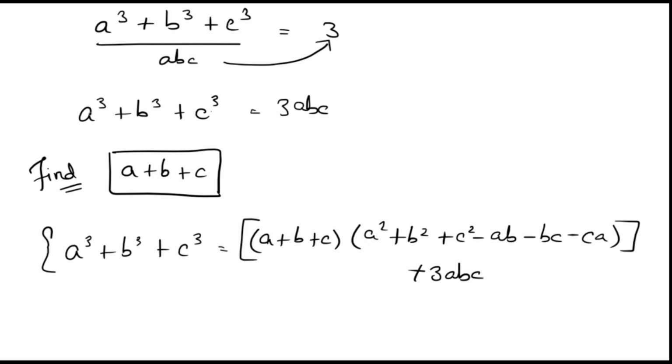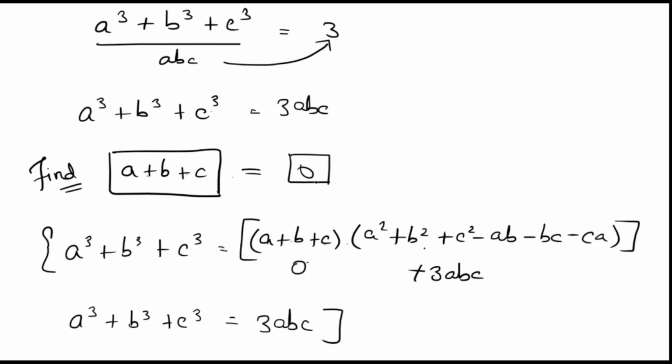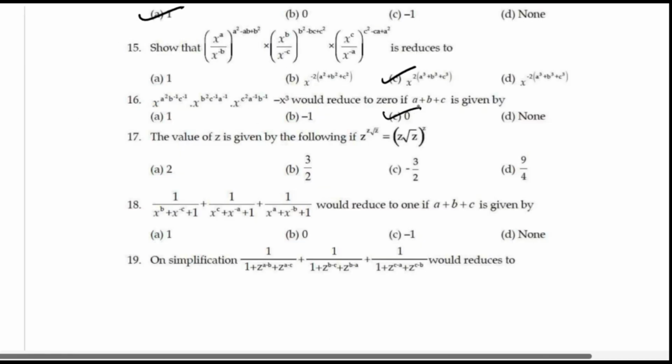Here they are asking us when a cube plus b cube plus c cube is equal to 3abc. If we write a plus b plus c as 0, then 0 multiplied by this entire thing, whatever is inside the bracket, will become 0. So we'll get a cube plus b cube plus c cube as 3abc. So the condition is a plus b plus c should be equal to 0. Only then a cube plus b cube plus c cube is equal to 3abc. So the answer is 0. Option number C. So for the 16th one, the option is C.